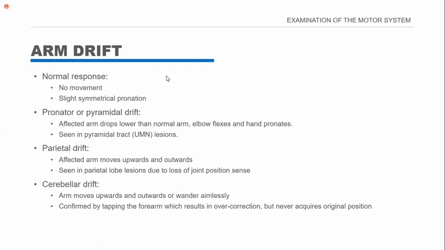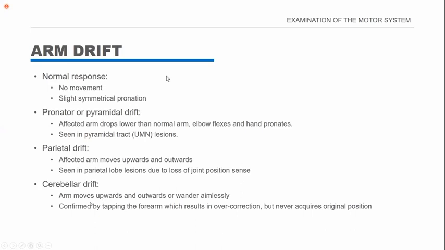So when there is loss of joint position sense and loss of cortical sensations, you can see that the patient is not able to maintain his arm in this position. In the first instance, in pyramidal tract, the arm drop is due to weakness, and here it is due to loss of joint position sense.